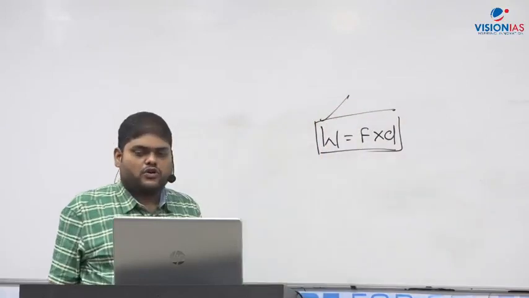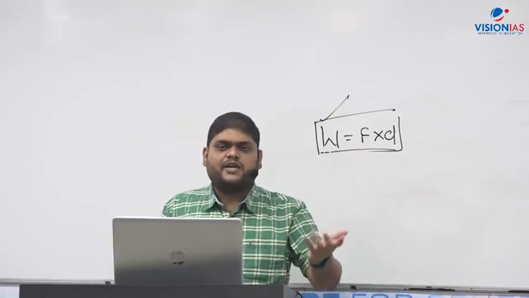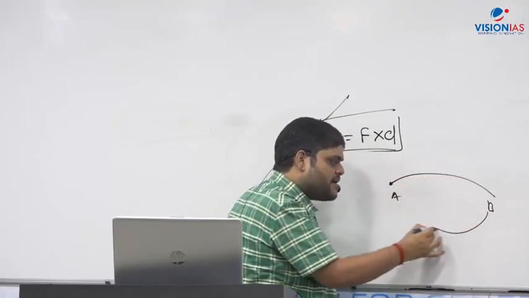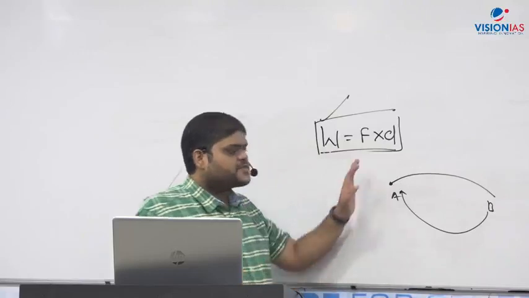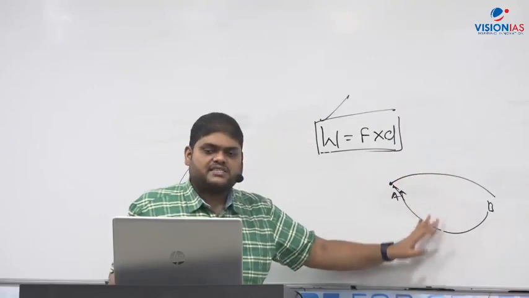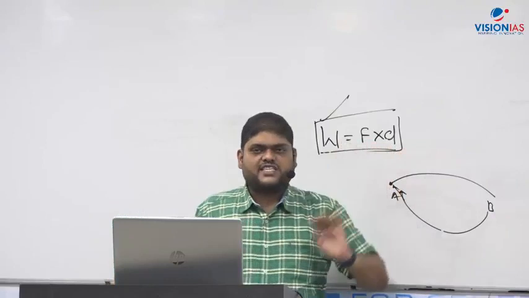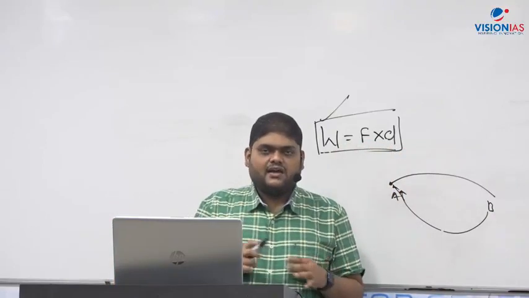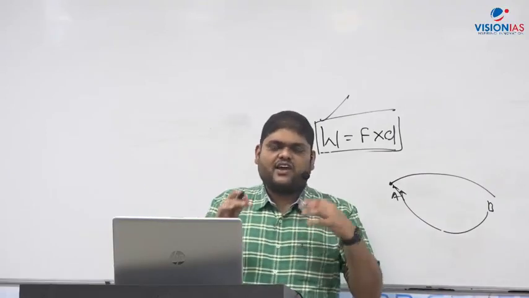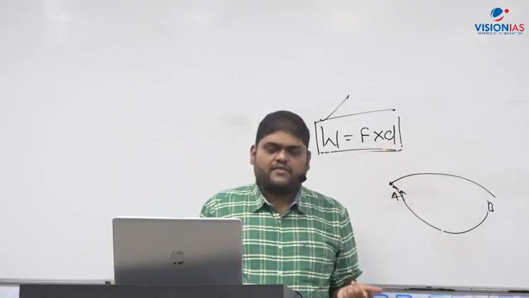Work done is equal to force into displacement. What is displacement? Displacement means the shortest distance between 2 points. Suppose I started from here, went to point B, and came back again to point A, my displacement is 0. Why? Because the shortest distance is 0, but I have traveled some distance. So what is work done? Force into displacement. So technically, if I ask you to do some work, and after 1 day or 2 days there is no displacement, the work done will be 0.